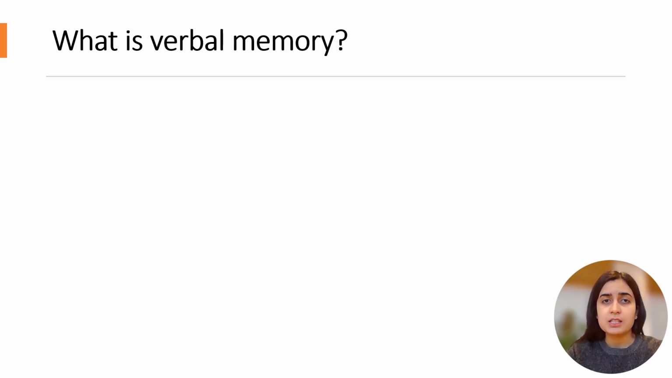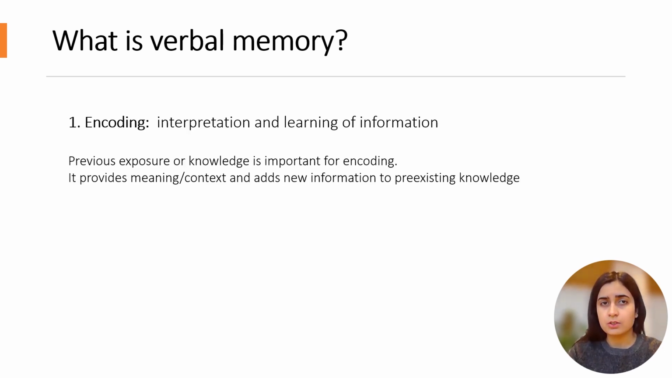Verbal memory can be divided into two separate processes. First, there is encoding. Encoding is how the information is stored in the brain for the first time. Previous knowledge is important for encoding as it provides meaning. Pre-existing knowledge helps encoding by supplying a relevant context.